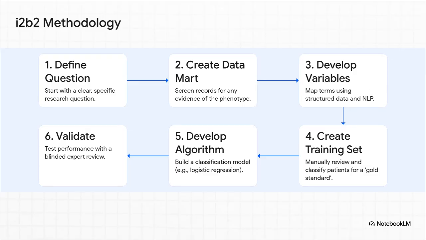And this isn't just some random guesswork. There are really rigorous processes for this, like the I2B2 methodology. The idea is you start really broad. You pull in anyone who might have the condition. Then you narrow it down using both your structured data and your NLP variables. But the crucial step, the most important one, is you create a gold standard training set by having human experts manually review a bunch of patient charts. Only then do you build and test your algorithm against that human verified truth. It's a really systematic and scientifically defensible way to do it.